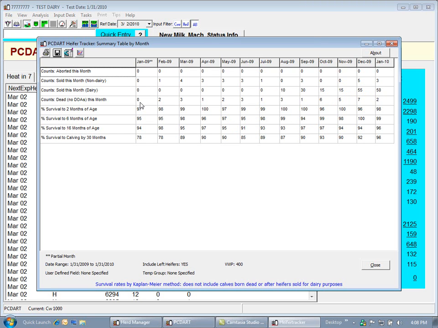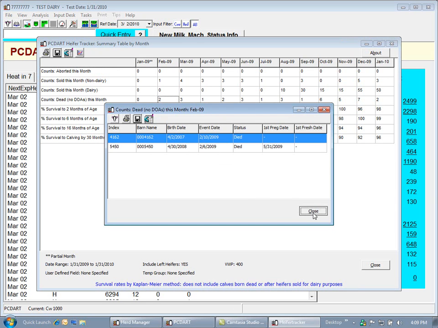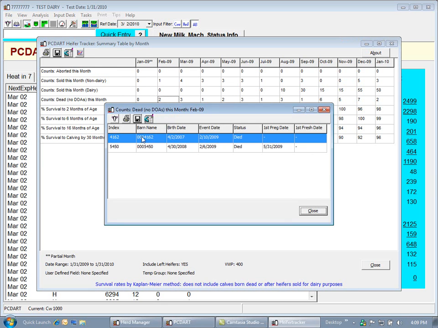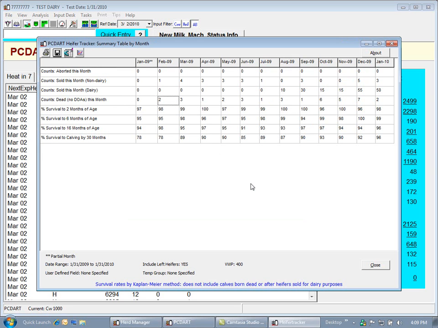Okay, and then next are counting deads, and these are dead heifers, not counting DOAs or stillborn calves. So these are calves that were born alive. Of calves that were born alive, how many of them actually died? And again, like all the tracker series, we can click on any cell and get a list of those animals, and we can dump this to Excel. From this window, we can go to the cow page, or we can dump that to Excel. Same functionality as all the trackers and all the other aspects of HeiferTracker.